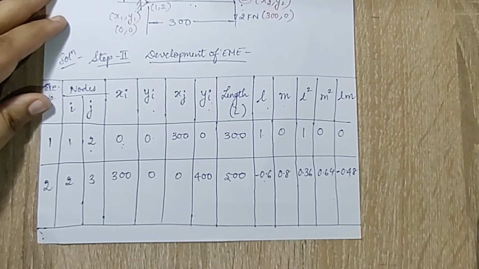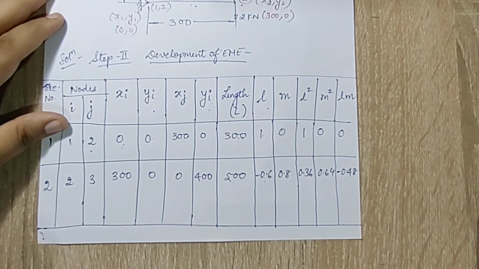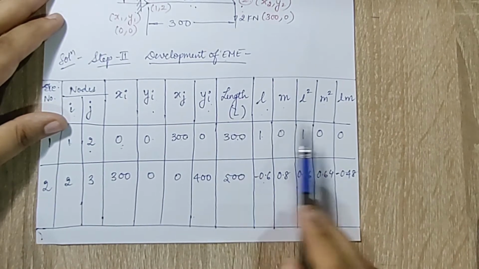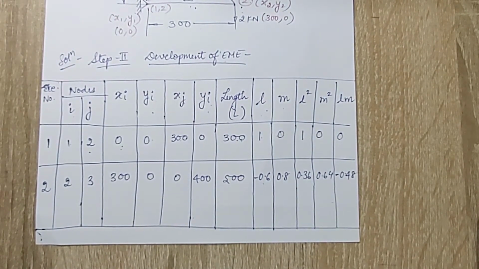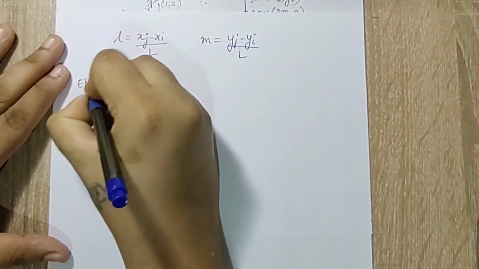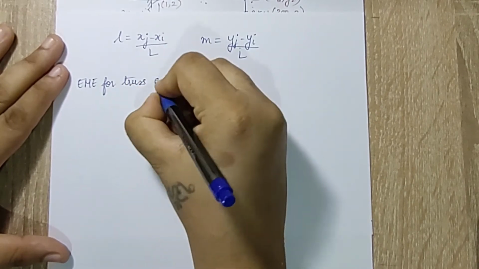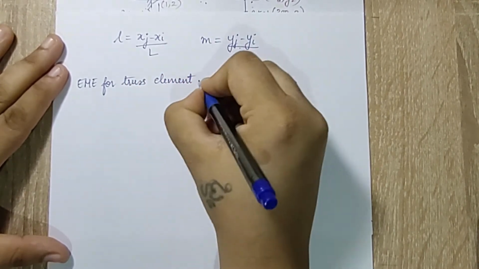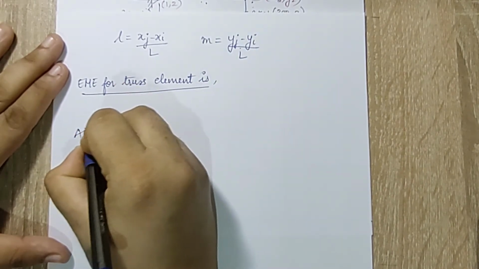So this is a simple way of making this table. This table is important. We are going to make use of certain values from here, especially the length and these values. So let's go for writing of the EME now. The EME for truss element is given by AE upon L.